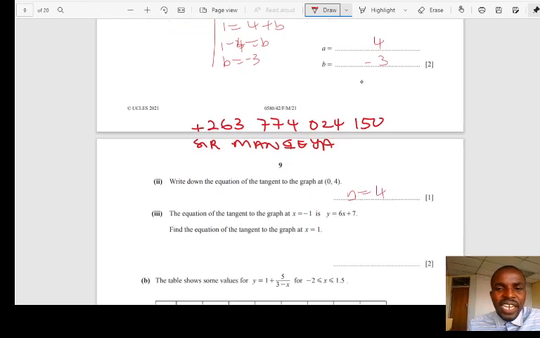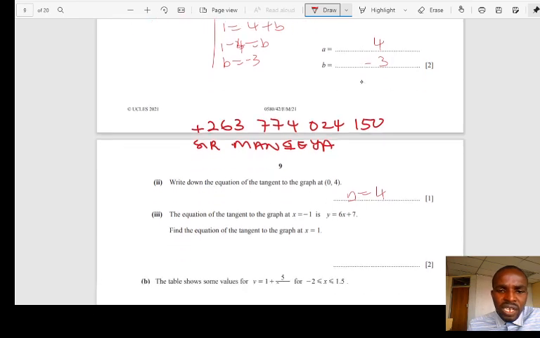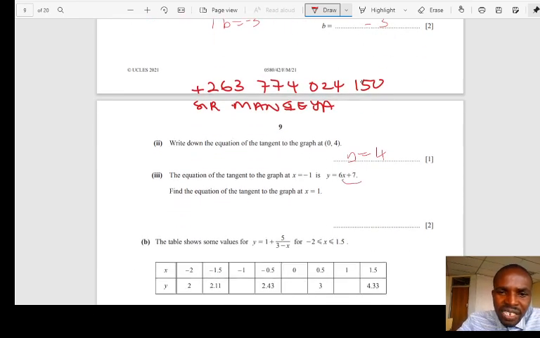Done. Next, the equation of the tangent to the graph at x is equal to minus 1 is y is equal to minus 6x plus 7. Find the equation of the tangent to the graph at x is equal to 1. Right. So let me go up here. First, what is the gradient here? It is 6. That's the gradient. y is equal to mx plus c, where m is the gradient. So the gradient is 6.